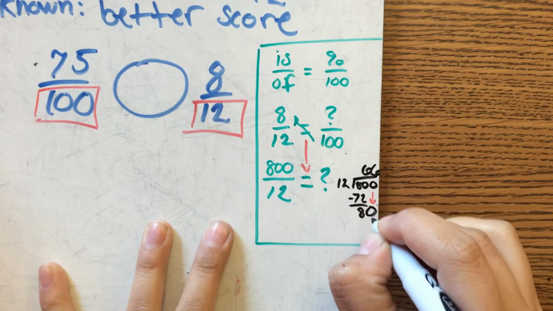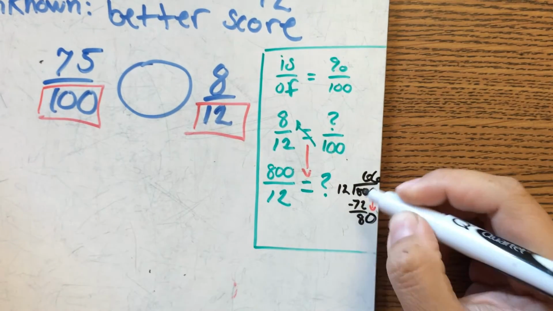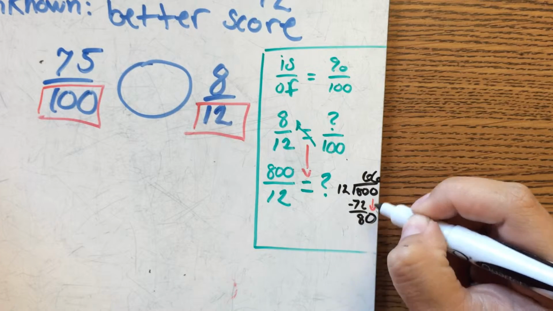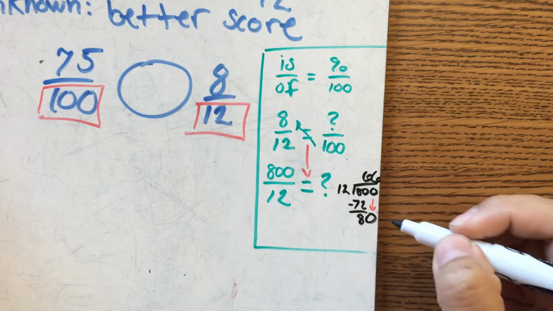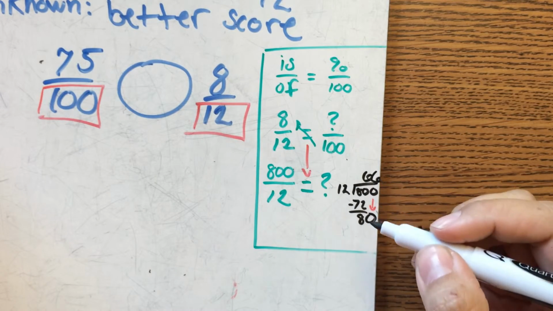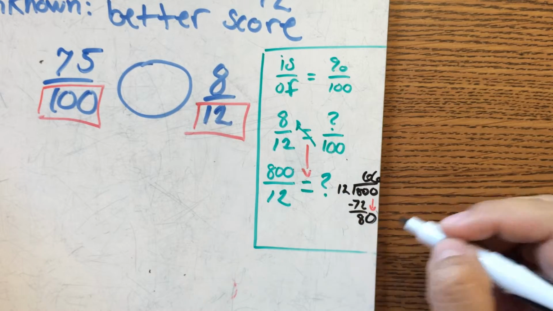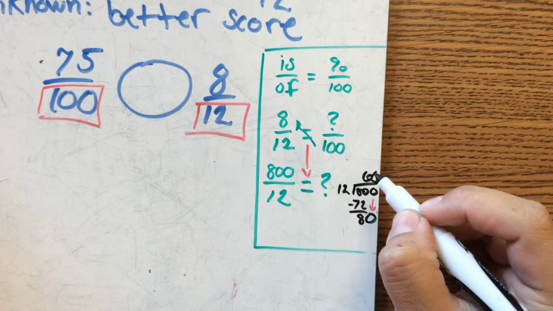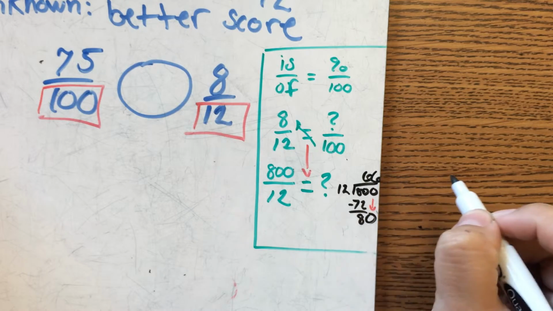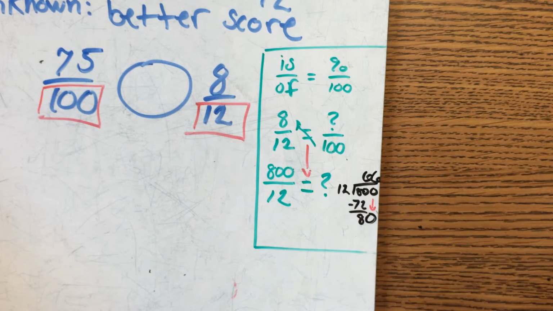And if I keep going, you'll see the pattern that's developing here. 80 minus 72 is 8. Carry the 0. 12 goes into 80 6 times. So I'm going to get 66.66666 all the way until infinity. That many sixes. So I don't have to do anything else. I already know that keeps on going.